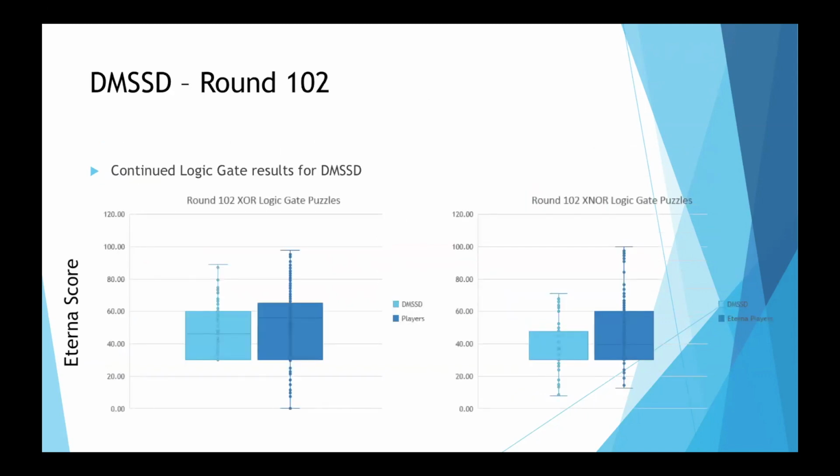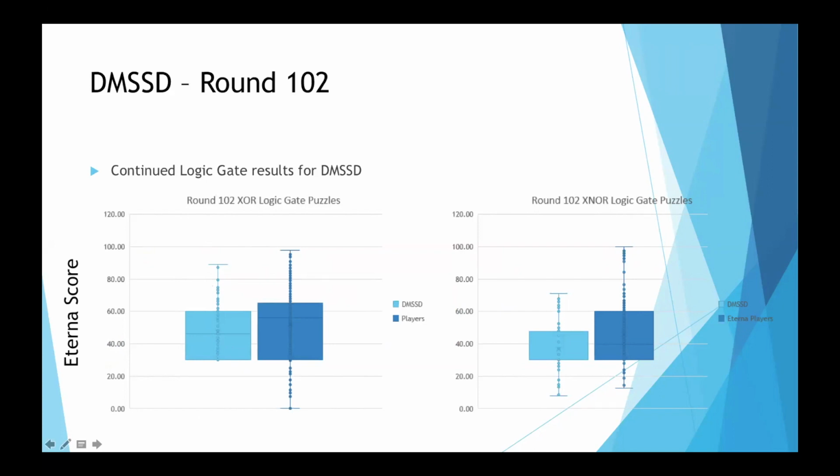And likewise, in round 102, the same continuation of the logic gate labs, we had the XOR puzzles again. And players took the DMSSD sequences from the previous round and optimized them to reach almost perfect scores. And additional solutions were submitted from the DMSSD algorithm, and those scored a little bit lower than 90 or so.